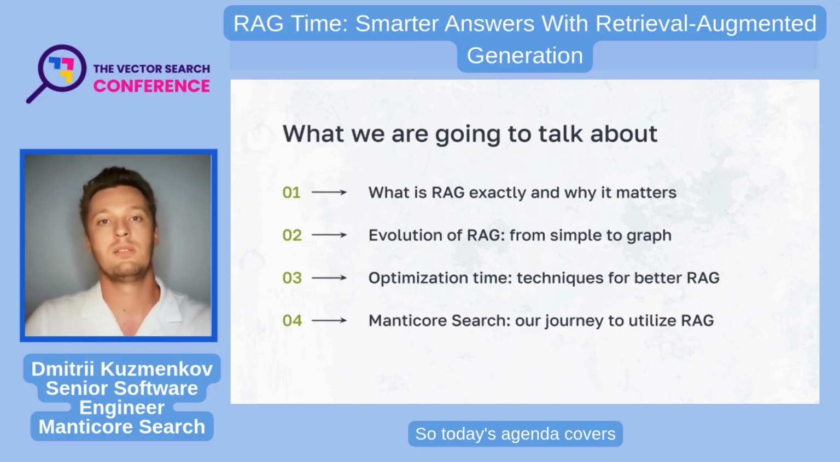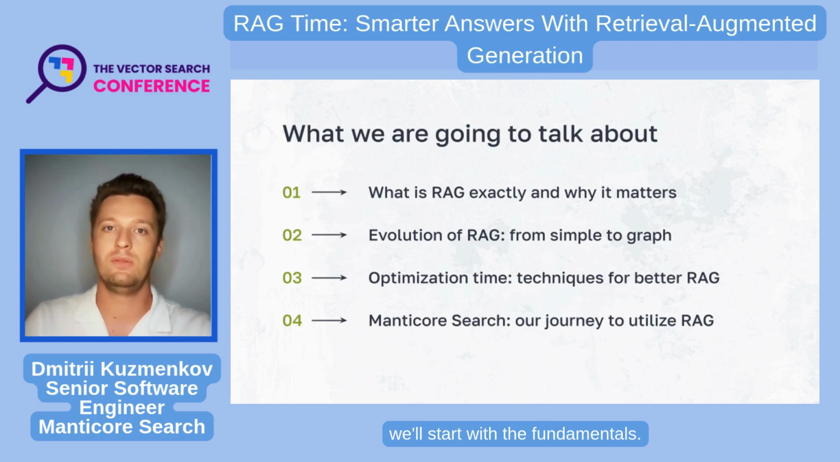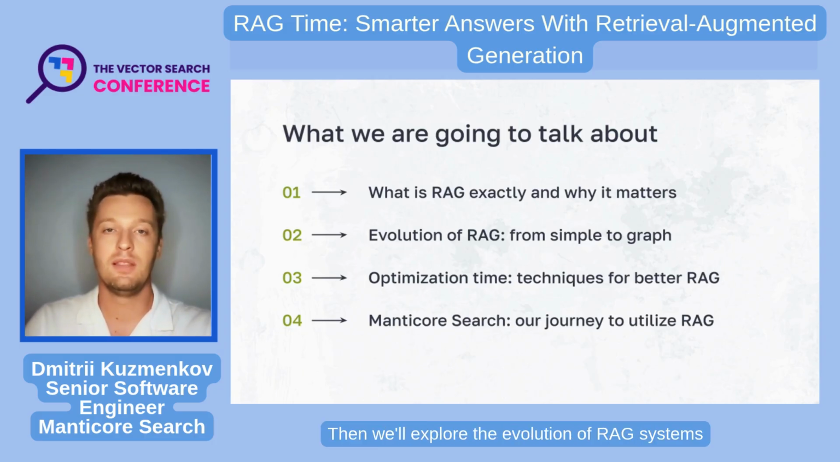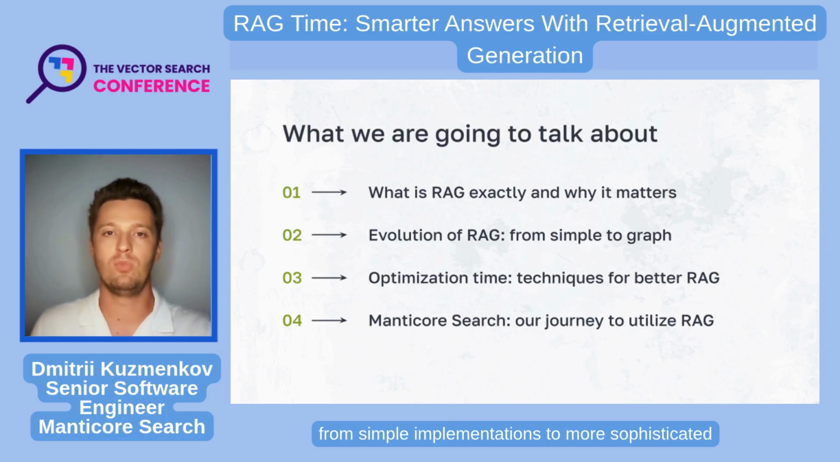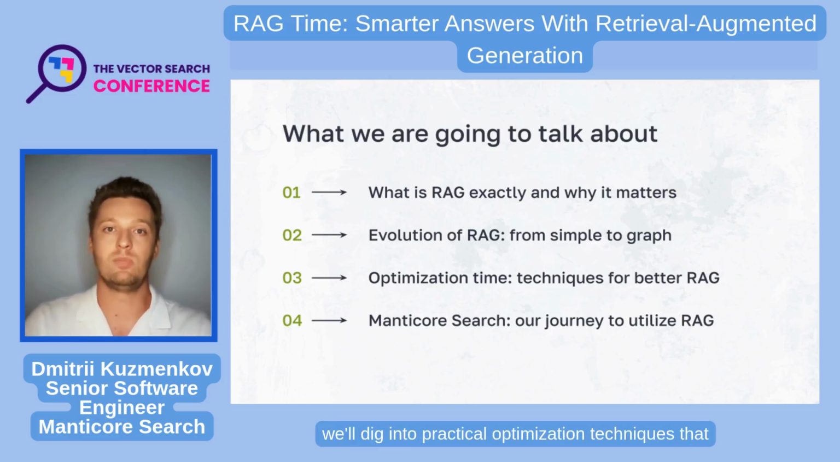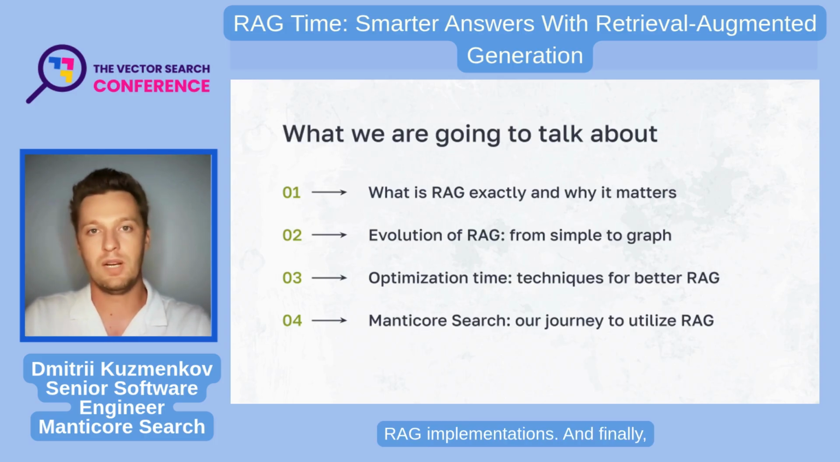Today's agenda covers four main sections. First, we'll start with the fundamentals, what RAG is exactly and why it matters in today's AI landscape. Then we'll explore the evolution of RAG systems from simple implementations to more sophisticated graph-based approaches. Third, we'll dig into practical optimization techniques that can significantly improve your RAG implementations.